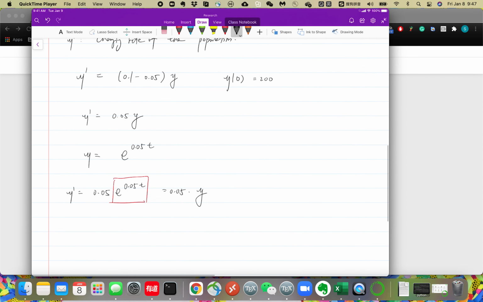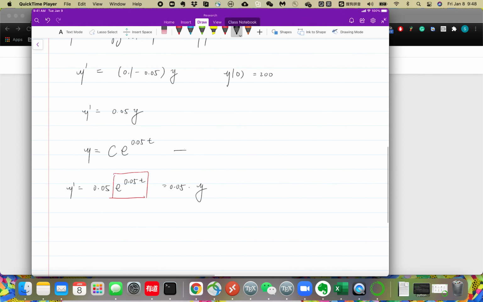And then what we have here is we're going to put a constant, because anything like that is also going to satisfy this. But now, using this information, y0 equals 200, we can figure out this is the only one that will satisfy what's going on. That's it. That's the first example of a differential equation we use to solve real-life problems.